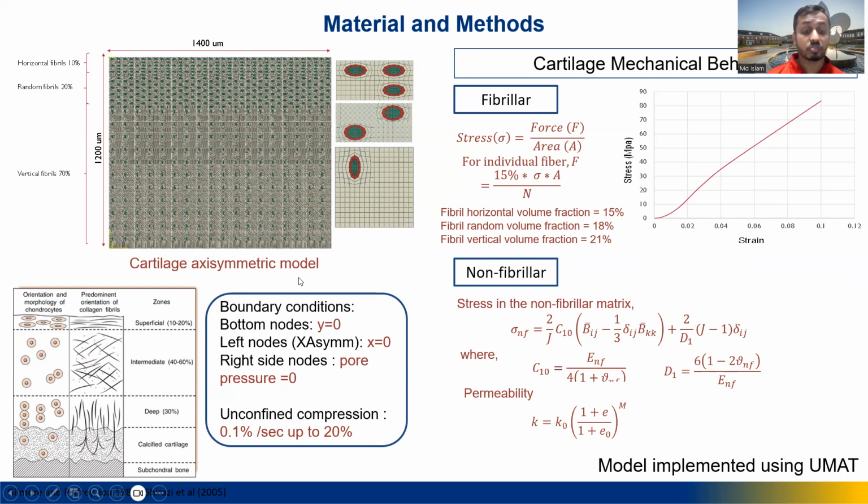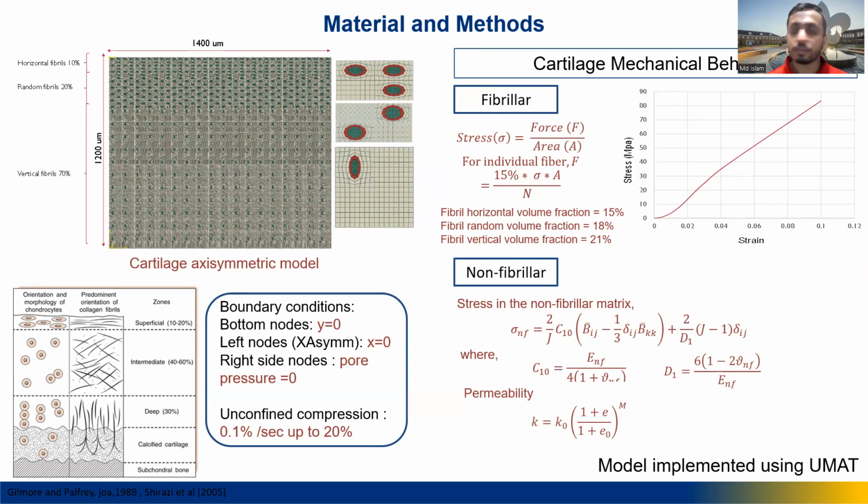And for the boundary conditions we use in our model, at the bottom, we make it fixed for the y-axis. On the left, we make it fixed at the x-axis. And on the right side nodes, we set the pore pressure to 0. It means the fluid can flow very freely. From the top, we apply unconfined compression of up to 20% with 0.1% per second strain rate.